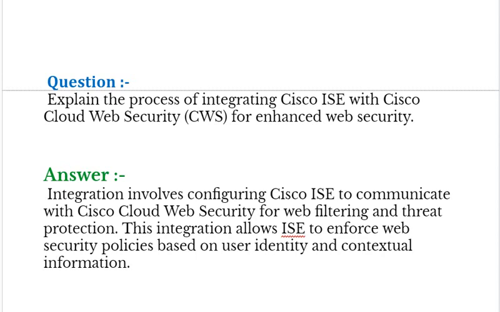Our next interview question is, explain the process of integrating Cisco ISE with Cisco Cloud Web Security, CWS, for enhanced web security. Your answer should be, integration involves configuring Cisco ISE to communicate with Cisco Cloud Web Security for web filtering and threat protection. This integration allows ISE to enforce web security policies based on user identity and contextual information.